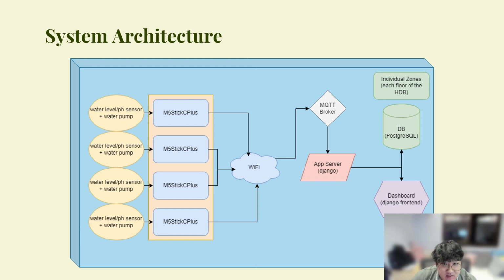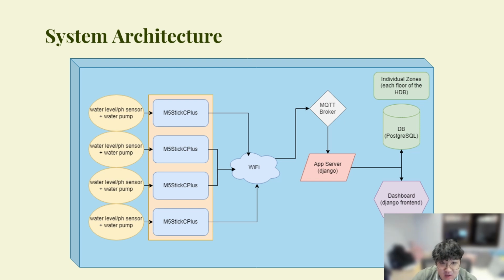These M5 StickC Plus devices then connect to our central system via Wi-Fi. This ensures wireless connectivity that enables ease of installation and flexibility in sensor placement. The MQTT protocol comes into play here, providing a lightweight and efficient messaging system. This is where data is published by our devices and then relayed to the MQTT broker.